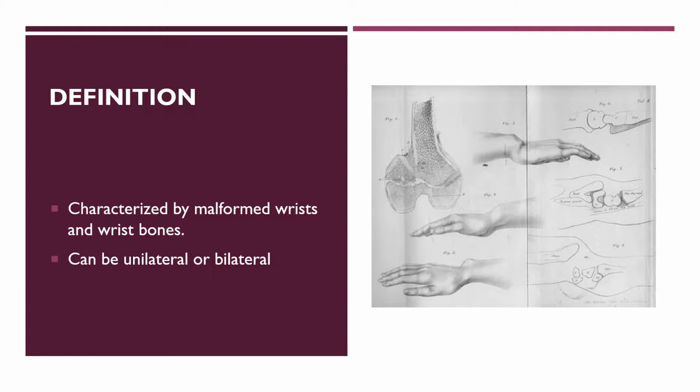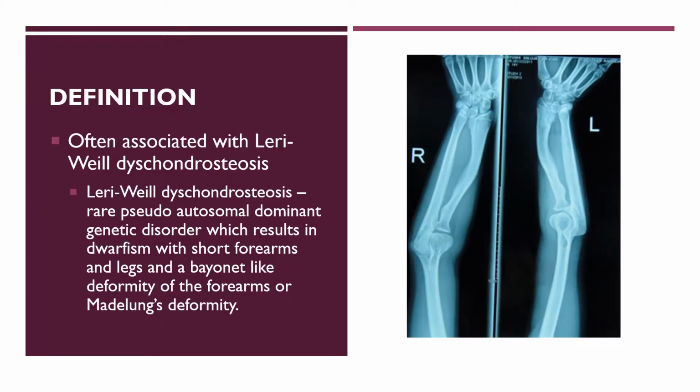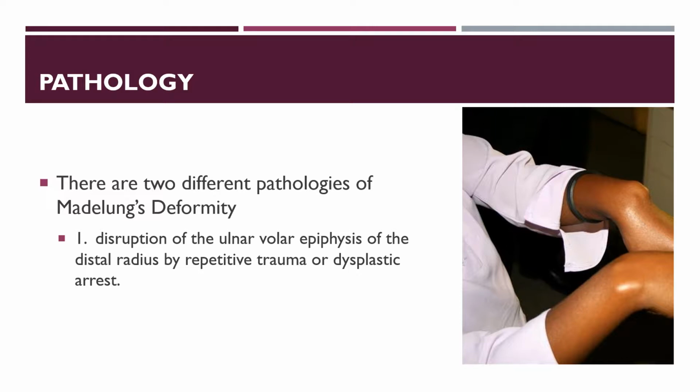It's going to be characterized with a malformed wrist. This can be unilateral or bilaterally seen, but it's mostly seen unilaterally. It can be associated with Leri-Weill, which is a genetic disorder in which dwarfism is shown. You can also see short forearms and short legs. With these short forearms and short legs at the elbows and at the knees, you'll see a bayonet form or the bowing.